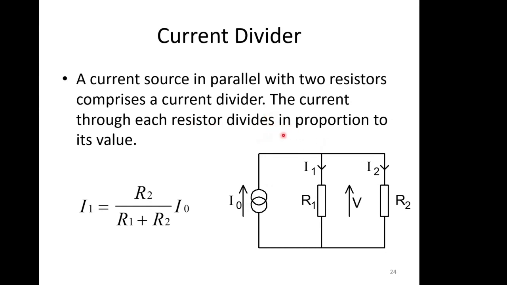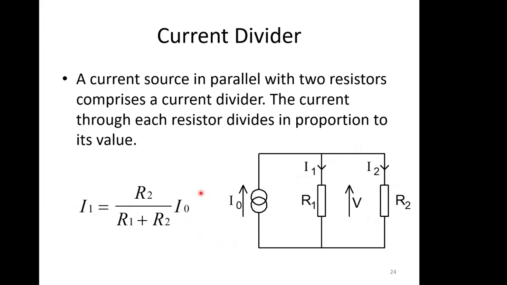Right, so the current through each resistor divides in proportion to its value. So here are the 2 resistors. We've got a current flowing through here, and it splits into 2 paths, depending on the value of the resistances. In this case, I1, it's a very similar formula to the one we saw on the other slide. I1, the current through R1, is equal to R2, which is the other resistor, divided by R1 plus R2, which is the total resistance, and then multiplied by I0.